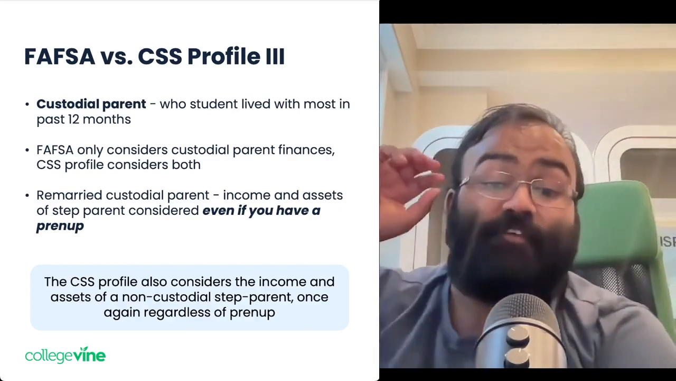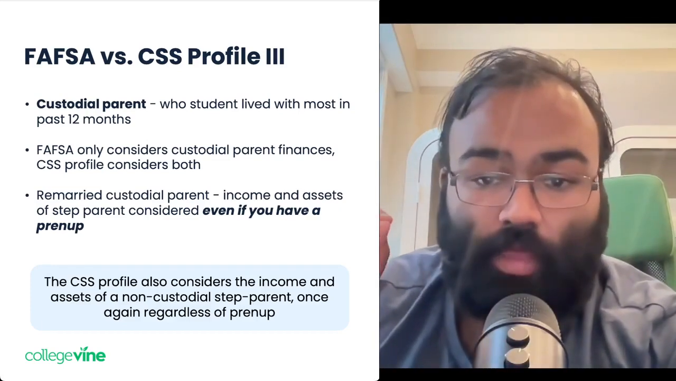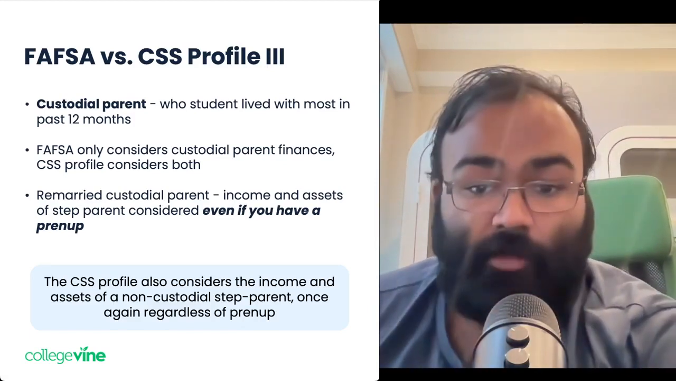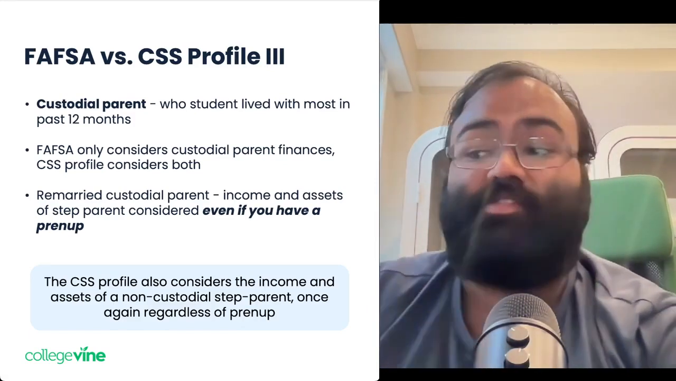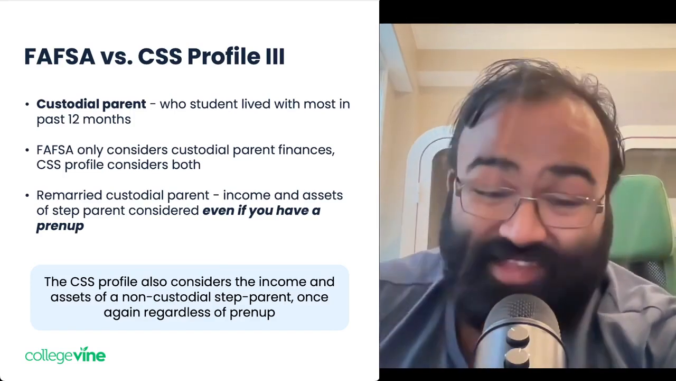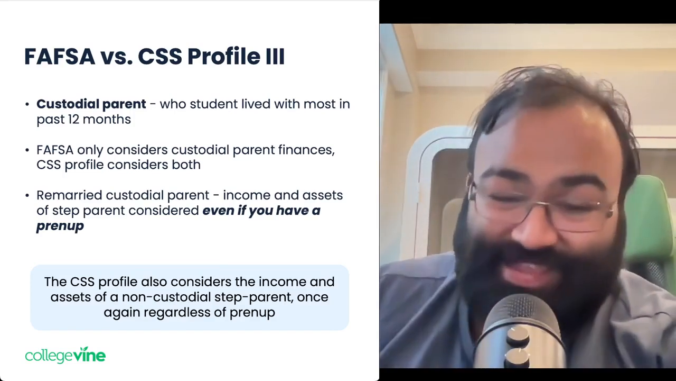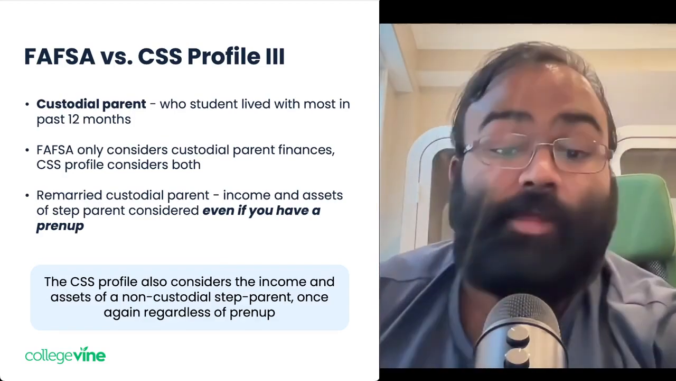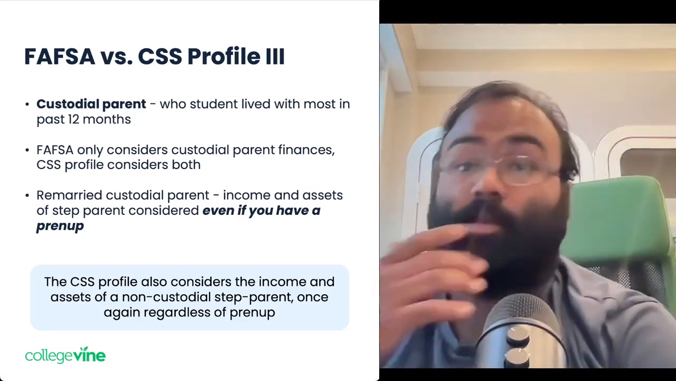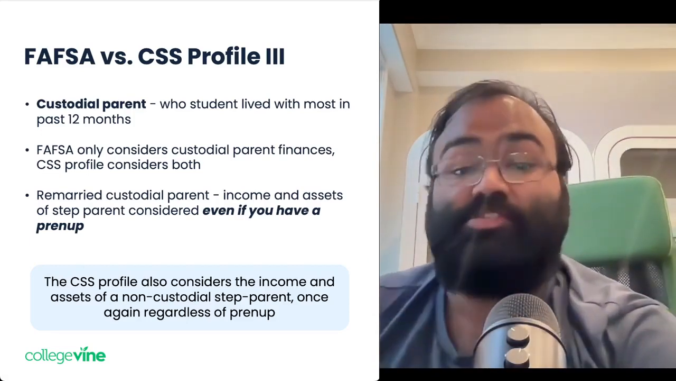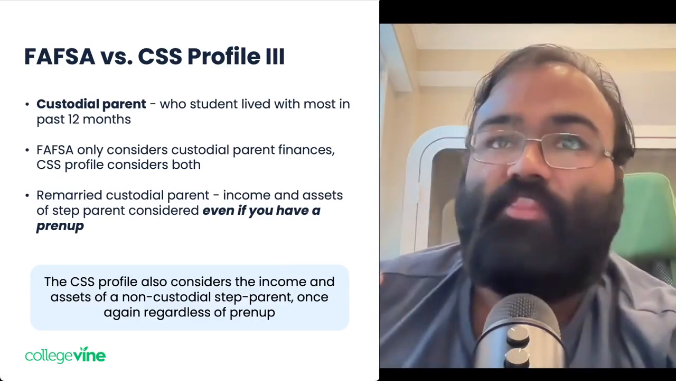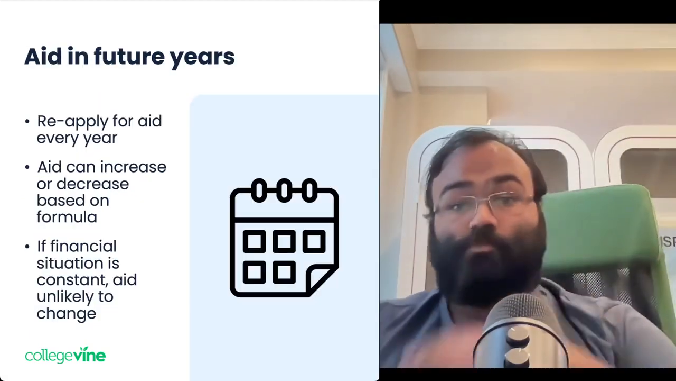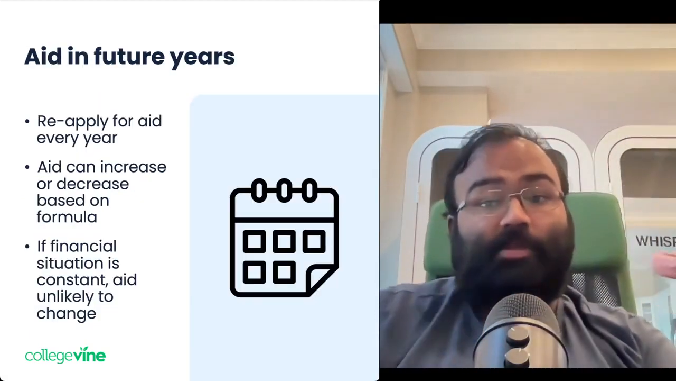Okay? So the FAFSA is going to consider the income of the step-parent and the assets of the step-parent. The same with the CSS profile for the step-parent that's married to a custodial parent. The CSS profile on top of that is going to consider the income and assets of a non-custodial step-parent. Once again, regardless of whether you've got that prenup in place or not. So, as a general rule of thumb, the CSS profile is going to be much less generous when it comes to the finances of divorced families.